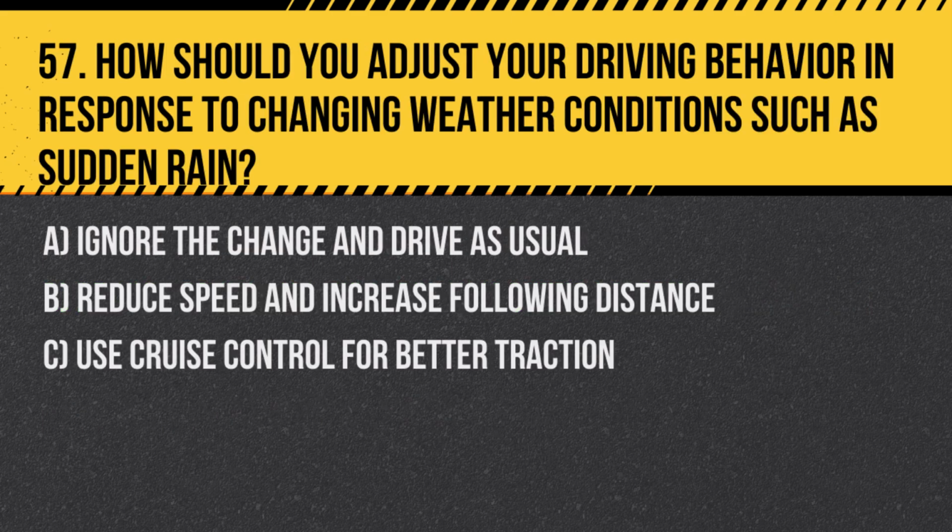Question 57. How should you adjust your driving behavior in response to changing weather conditions such as sudden rain? A. Ignore the change and drive as usual. B. Reduce speed and increase following distance. C. Use cruise control for better traction. Answer. B. Reduce speed and increase following distance. When weather conditions change suddenly, such as during unexpected rain, it's important to reduce your speed and increase the distance between vehicles to account for decreased traction and visibility.